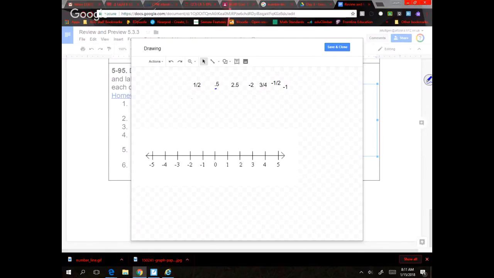Half. I'll start with this one. 0.5 obviously is the same as this one. So half should be right between 0 and 1, and I'm going to label that half, and I'll put the decimal below it so I don't have to write them above it. Next one, 2.5. Should be right between 2 and 3. -2. That's an easy one. I'll just circle that. It's -2.